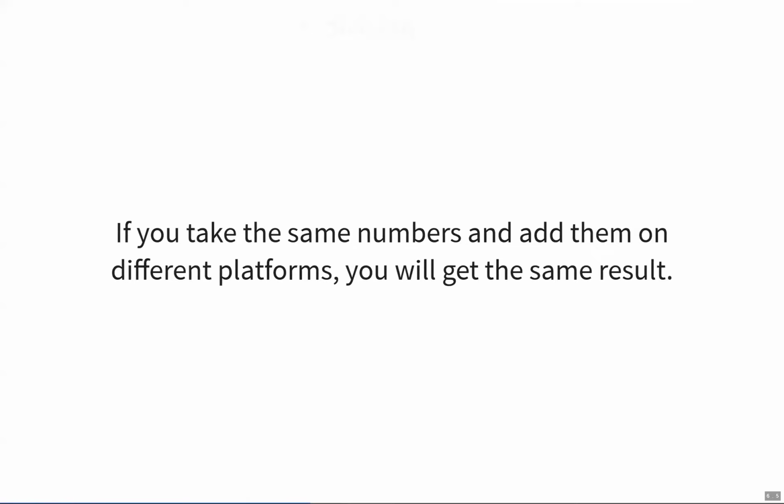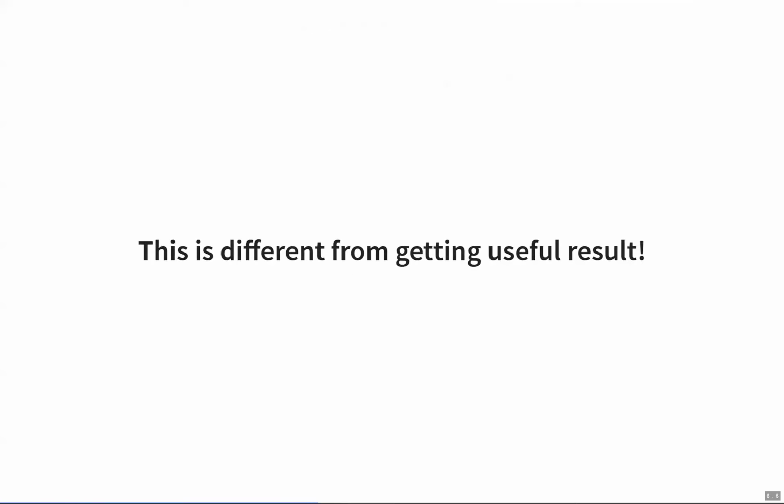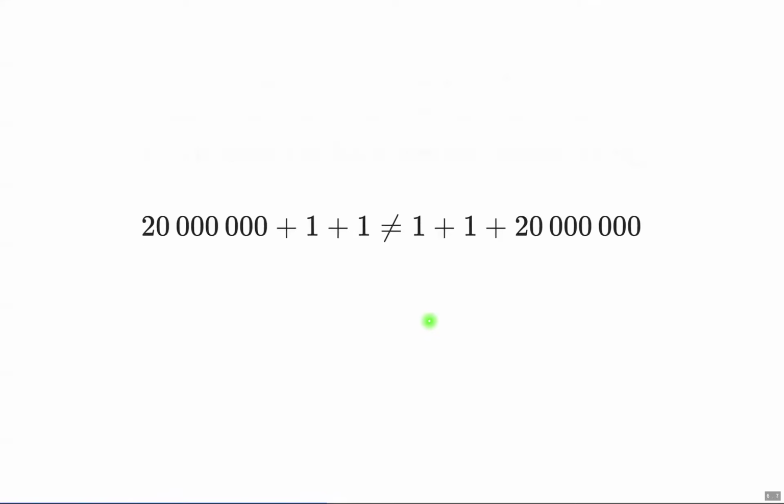Now, this is very different from getting useful results, right? Getting the exact same results on different platforms doesn't mean that the results are actually useful. When we look back, this is not a useful result for us. But it's perfectly guaranteed that my computer will do this, your computer will do this, my phone will do this. It's just not very useful. So what can we do to fix this? How can we solve getting useless results?